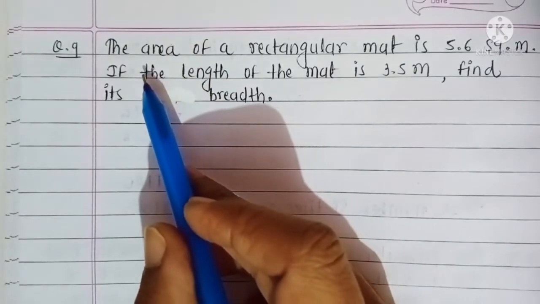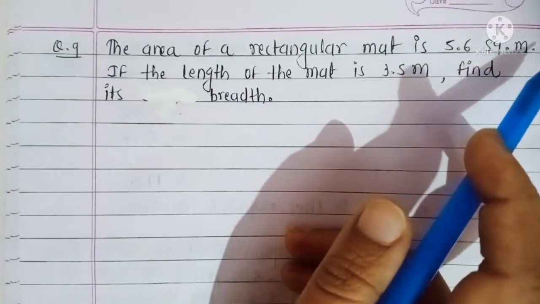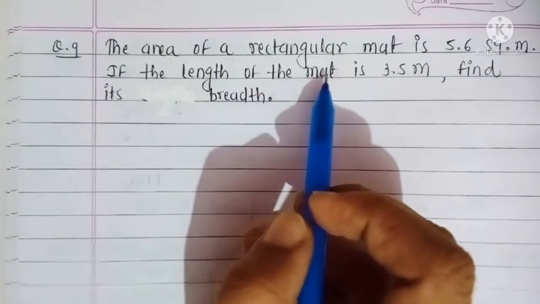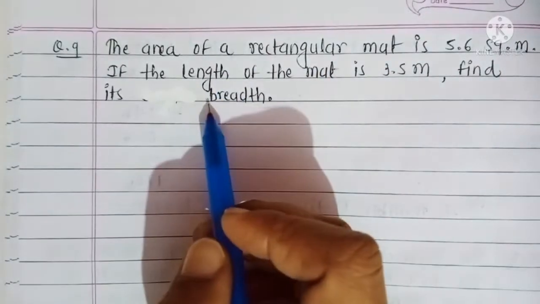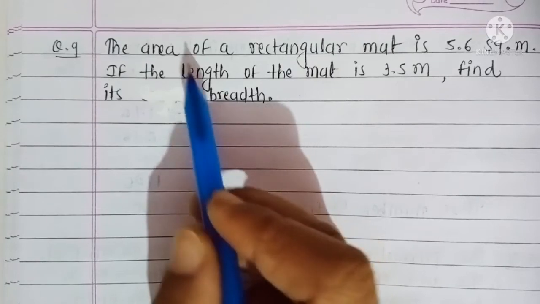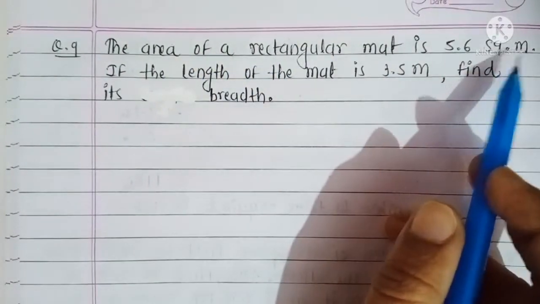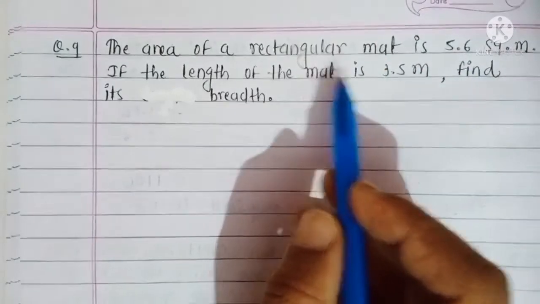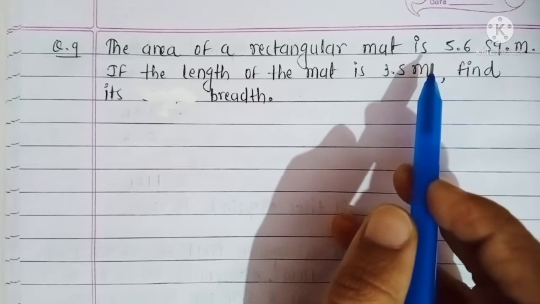Next, question number 9. The area of a rectangular mat is 5.6 square meter. If the length of the mat is 3.5 meter, find its breadth. That means here the area of the rectangular mat is given as 5.6 square meter and length is given as 3.5 meter, and we have to find the breadth.